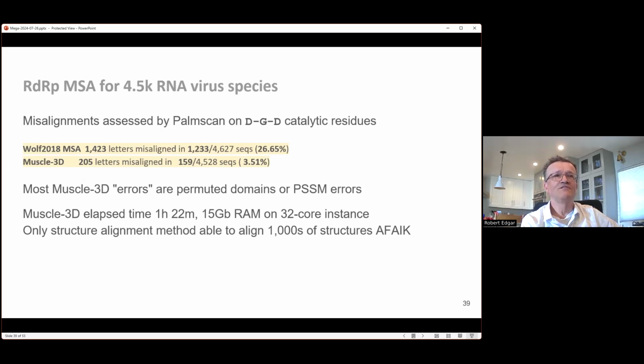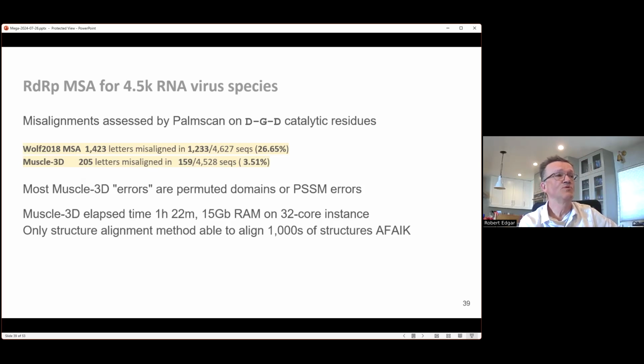And now we're down in the noise where, well, number one, I didn't even try to eliminate the permuted domains. So I forget how many, but maybe a third of those misaligned sequences are simply due to having a permuted domain. So there's no way to get them all right. And some of the rest are the residues where the PSSMs make funny mistakes. I mean, there are also some errors in the Wolf alignment, but if you do a manual analysis, you can see that in the case of the Wolf alignment, the vast majority are correct.